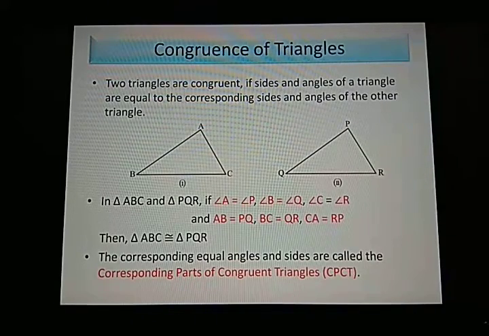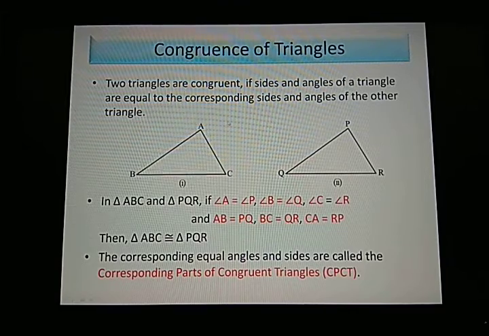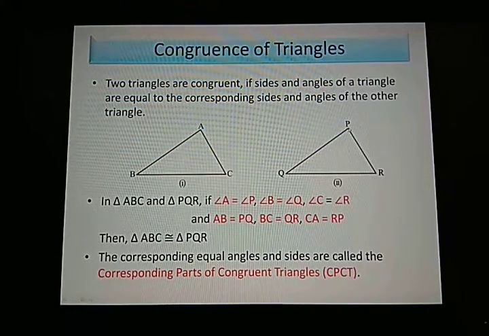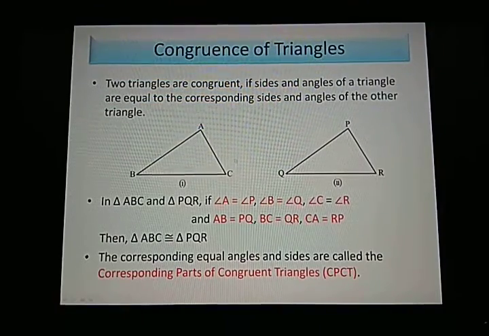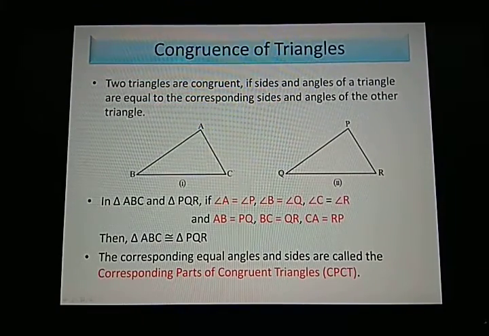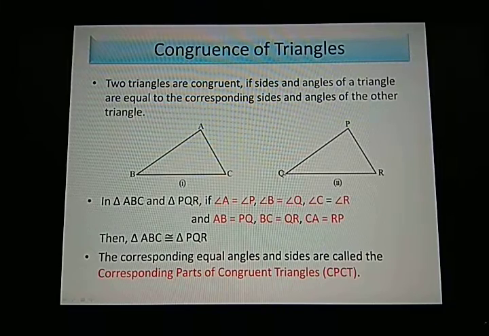Now there is something called CPCT, or in the full form, corresponding parts of congruent triangles. As I said, this angle and this angle are corresponding angles. This angle and this angle are corresponding. This angle and this angle are corresponding. Similarly, this side is corresponding to this side. So all these angles and sides which are corresponding to each other are called the corresponding parts of congruent triangles.